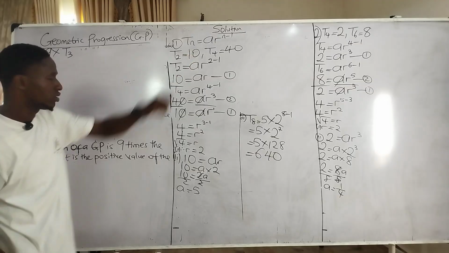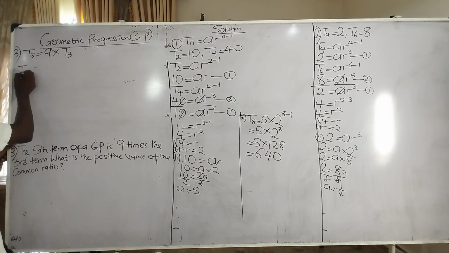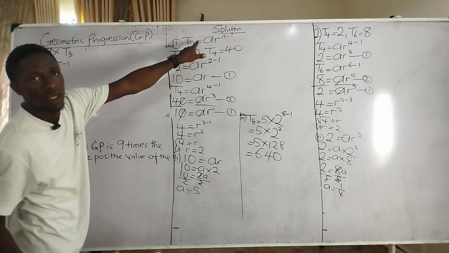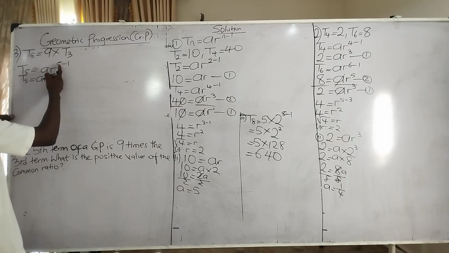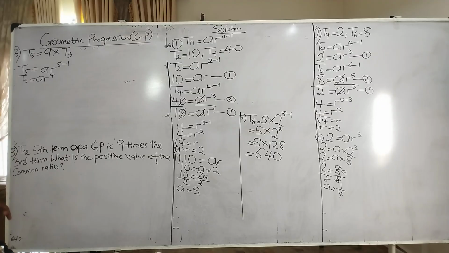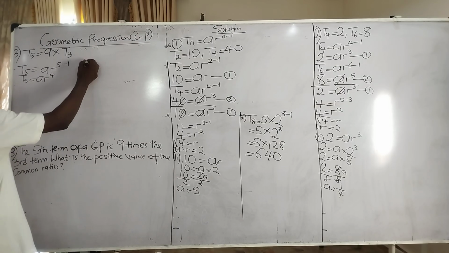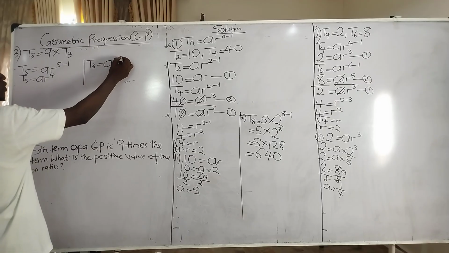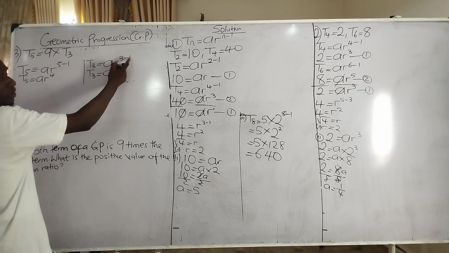Remember, this is what we are using. So T5 is equal to AR raised to the power of 5 minus 1, based on this formula here. Which will give us T5 is equal to AR raised to the power of 5 minus 1, which is 4. Then let's go to this T3. Our T3 is equal to AR raised to the power of 3 minus 1. So our third term is AR raised to the power of 3 minus 1, which is 2.